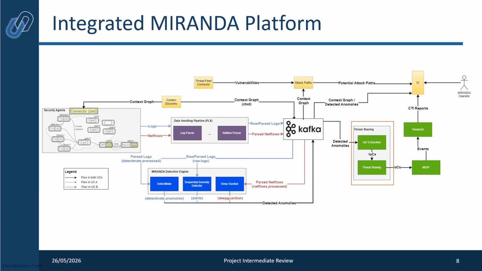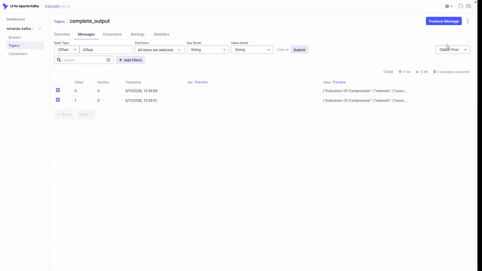As we stated before, the output of all detection engines is sent to Kafka. From there, the IOC extraction module fetches the detected alerts.